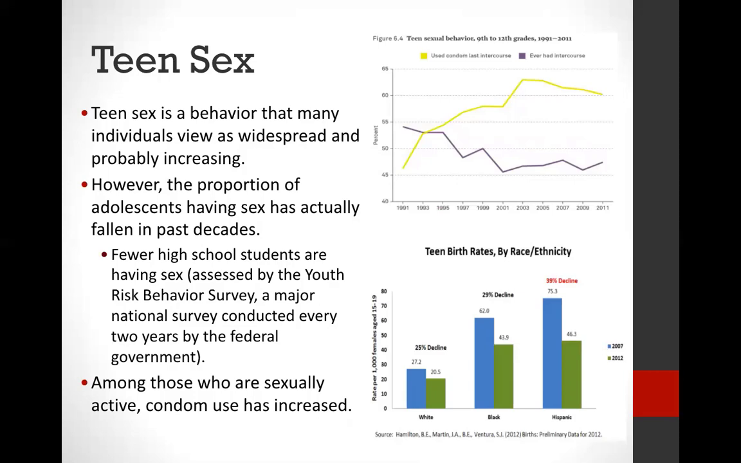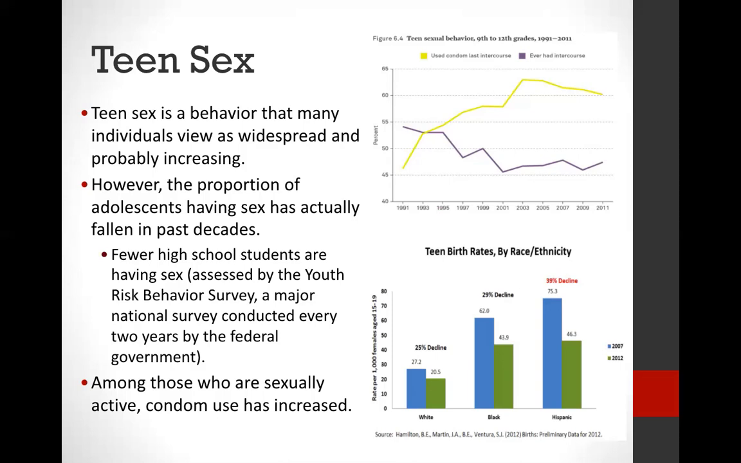So first of all, teen sex is a behavior that oftentimes, especially among adults, they can approach from a very panicky standpoint because they often see it as being widespread and probably increasing. However, pretty much all the data that we have suggests that adolescents having sex has actually fallen in past decades. We've used multiple data sources, and they suggest that teens are having less sex than previous generations of teens.